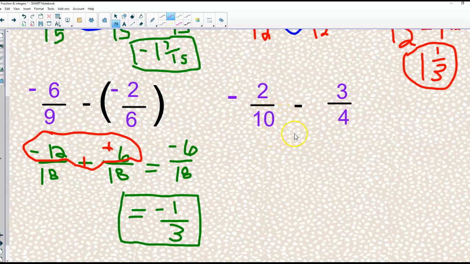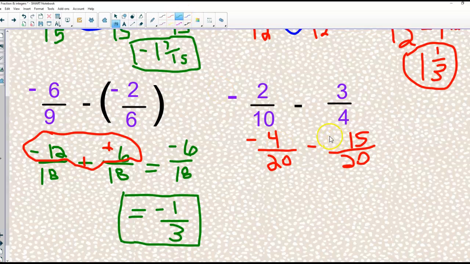So I'm going to start by finding a common denominator. 10 and 4, I'm going to use 20. Okay, let's change our numerators now. 10 times 2 is 20. Multiply the top times 2, you get 4. Bring my negative sign. Go over here. 4 times 5 is 20. Multiply the top times 5, which is 15. There is no negative sign, so this is just a positive 15/20.